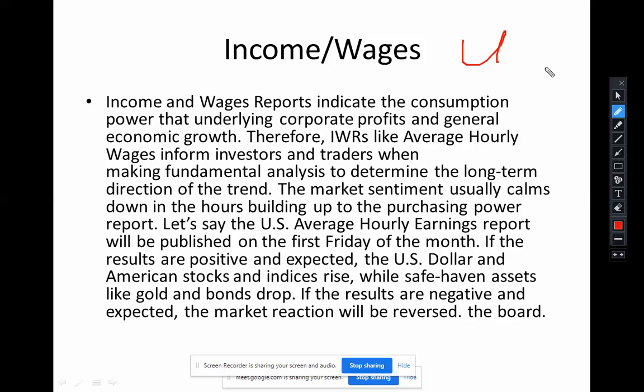So if the results are negative as expected, the market reaction will be reversed. So you see that it is highly necessary when using fundamental analysis. If you are trading and you don't know anything about fundamental analysis, you are not in line with the Forex kingdom, which means you still need to do more.